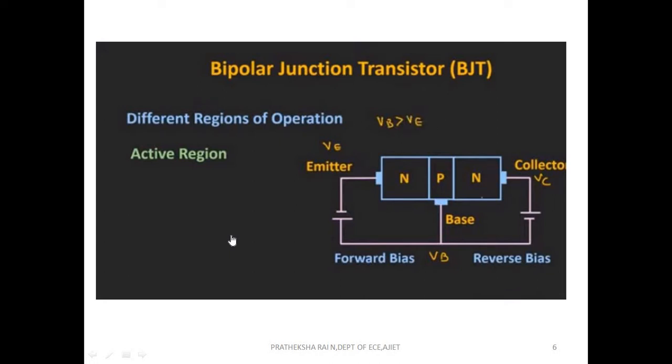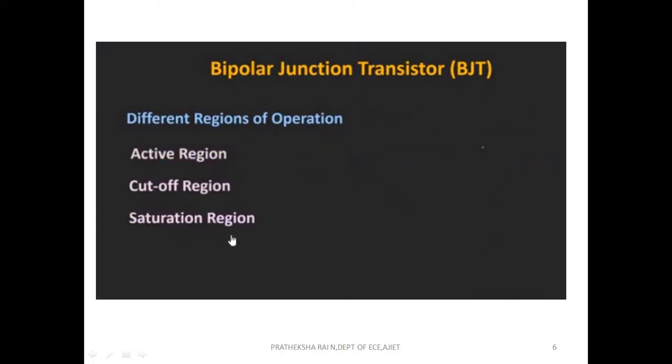And similarly, to reverse bias this collector base junction, the voltage at the collector should be greater than base. That means to operate the BJT in the active region, we can say that the collector voltage should be greater than base voltage and the base voltage should be greater than emitter voltage. So once this condition is satisfied, then the BJT will operate in the active region.